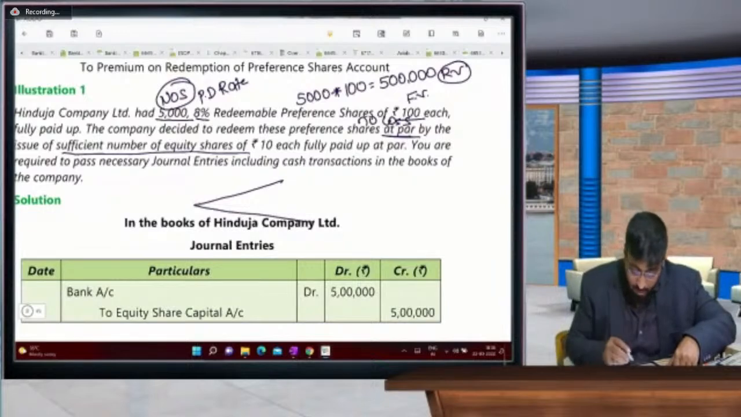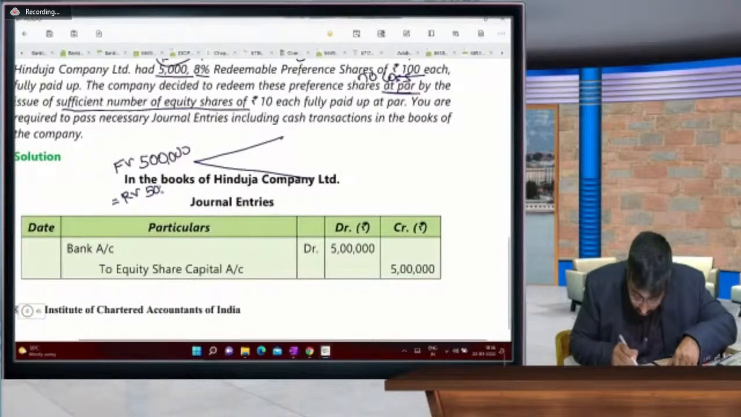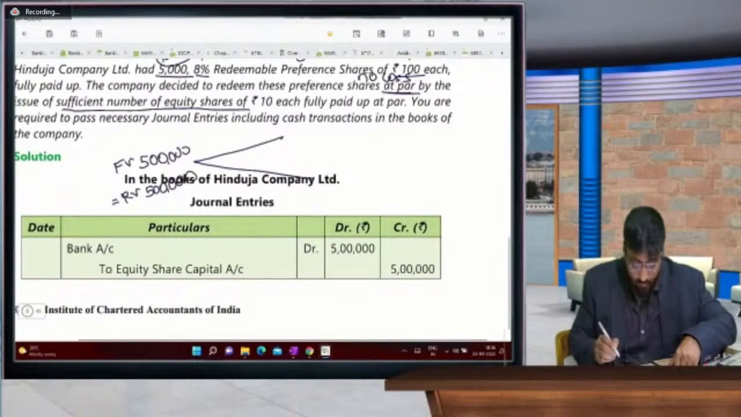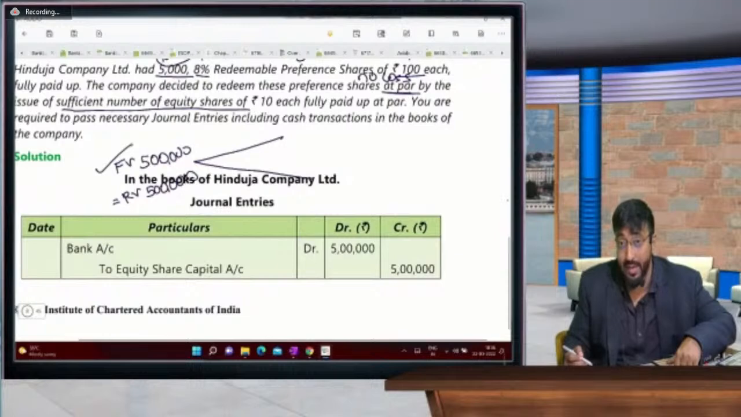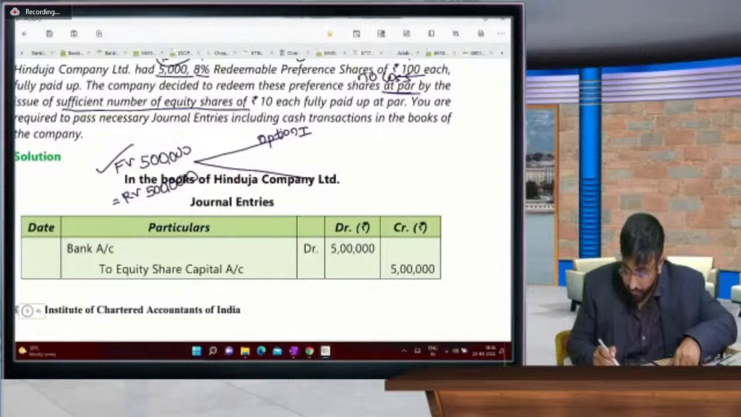So which option? Draw this diagram. Face value. Now what is the face value? 5 lakhs. Here face value is equal to redemption value. Okay, but we consider face value to maintain capital structure. This diagram is very, very important. So tell me which option, beta? You are issuing equity shares. So option 1 or option 2?